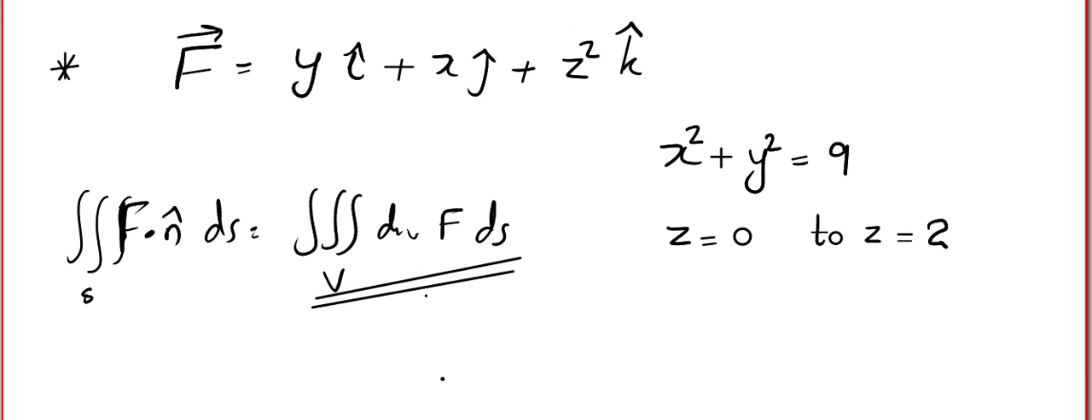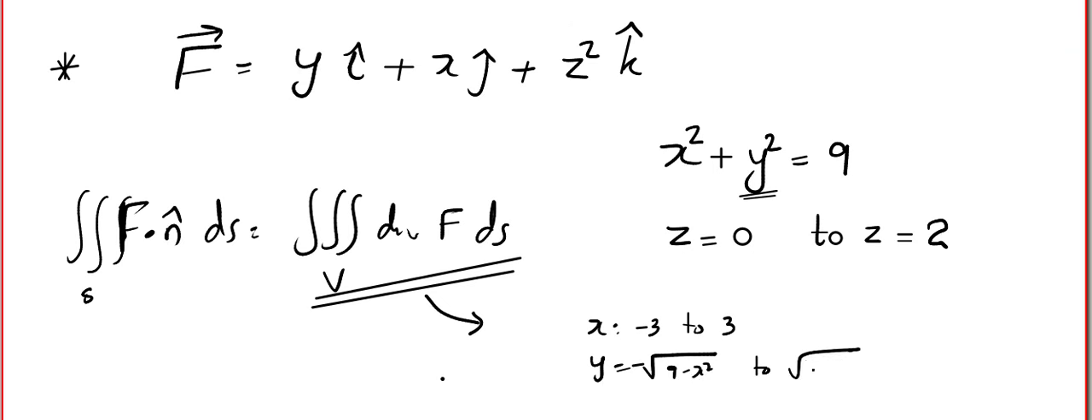And you can evaluate the right hand side. It's very easy. What will be the limit? X will vary from minus 3 to 3. Y will vary from here. You can get it from the circle. Minus square root of 9 minus x square to positive square root of 9 minus x square. And of course the height is given by 0 to 2. And the integral value will come 36 pi. So remember, the answer is 36 pi.